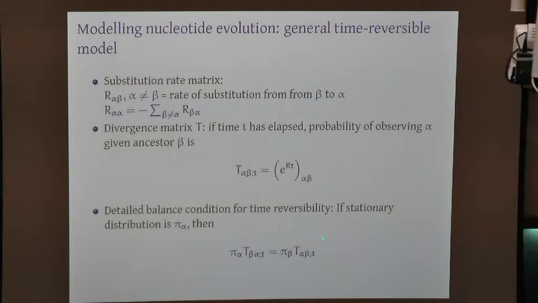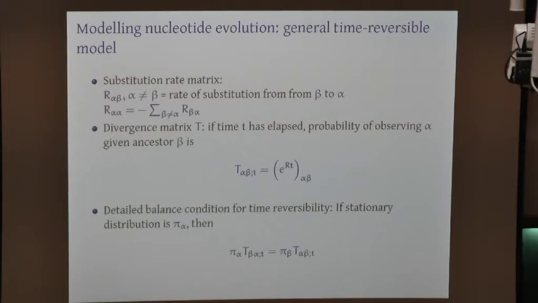So the tool we use is the standard general time reversible model of nucleotide evolution. Well, okay, this is the time reversible model. We'll be using something else. The idea basically is that each nucleotide can mutate to any other nucleotide. So you have a rate of mutation matrix, a substitution matrix, a rate matrix, where the off diagonal elements are rates of substitution from beta to alpha. And you define the diagonal elements in this way so that the divergence matrix works out. This comes from continuous time Markov chains, and it's a standard textbook derivation.